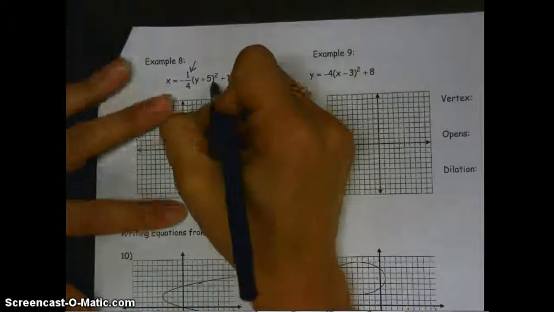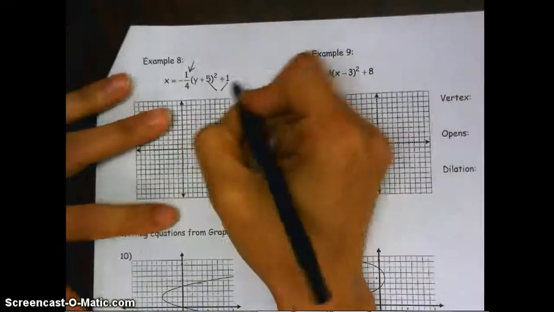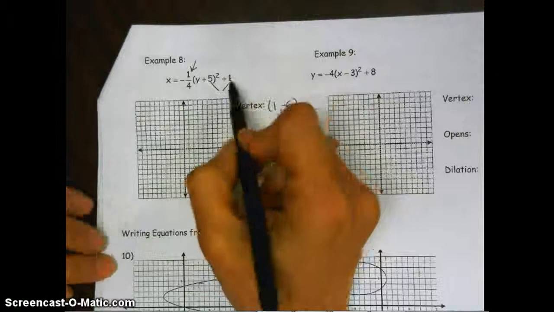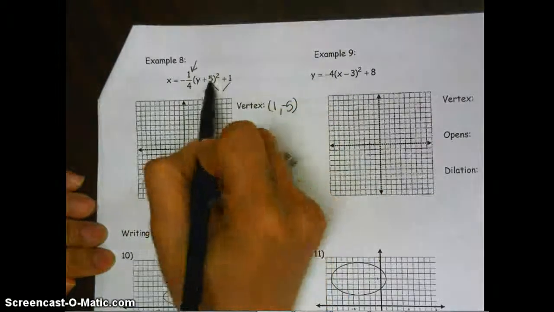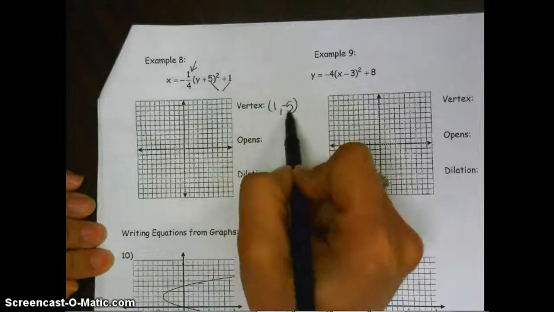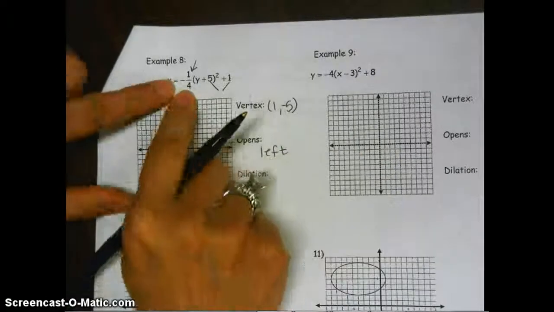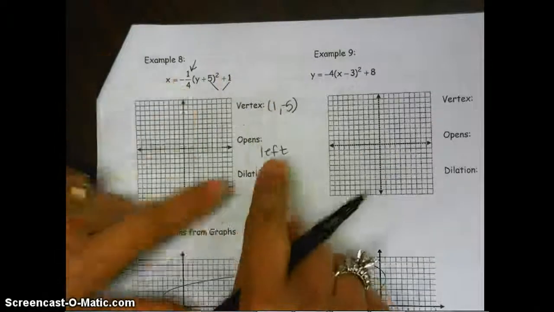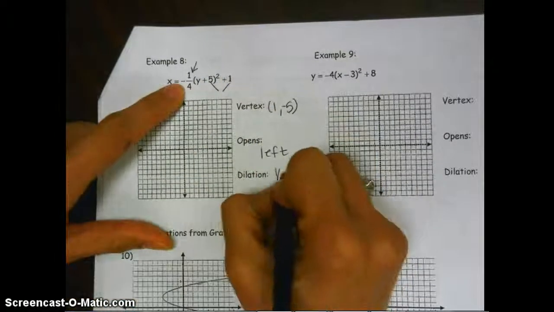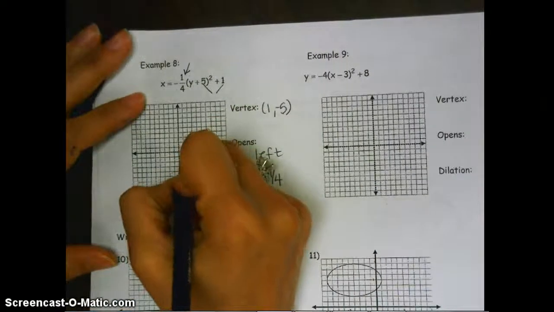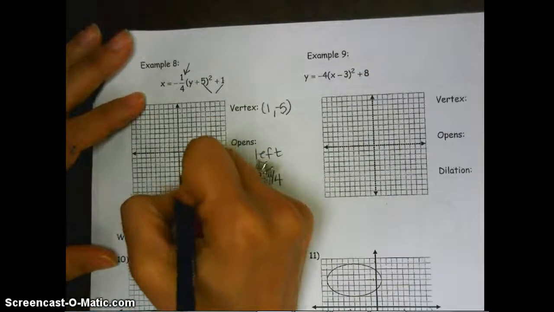Alright, so we're going to get our vertex first. So my vertex is going to be 1, -5. Remember, this is the x value. This is grouped with a y, so it's a y value. It's going to open to the left, as we discussed, because of the scale factor being negative. The dilation is 1/4. So let's plot our vertex. 1, 1, 2, 3, 4, 5.